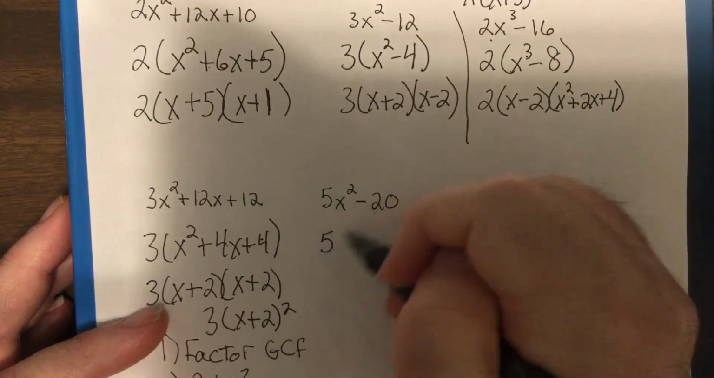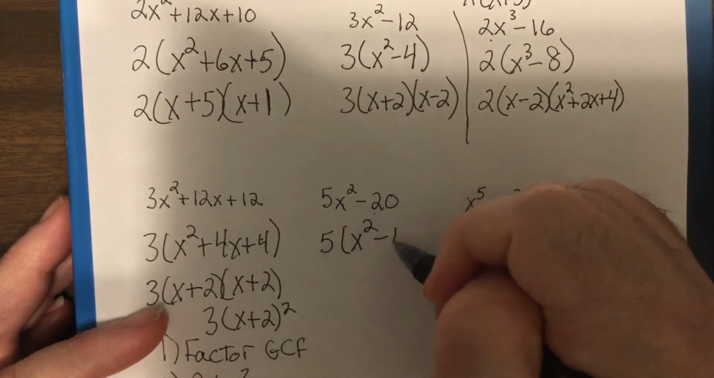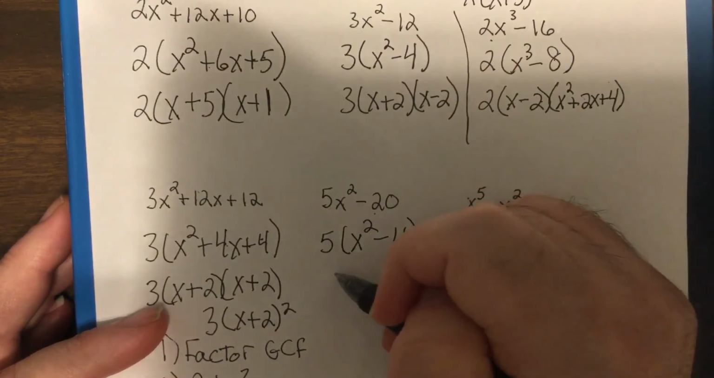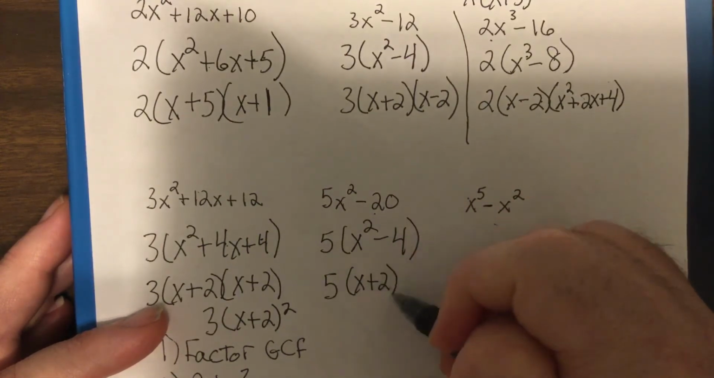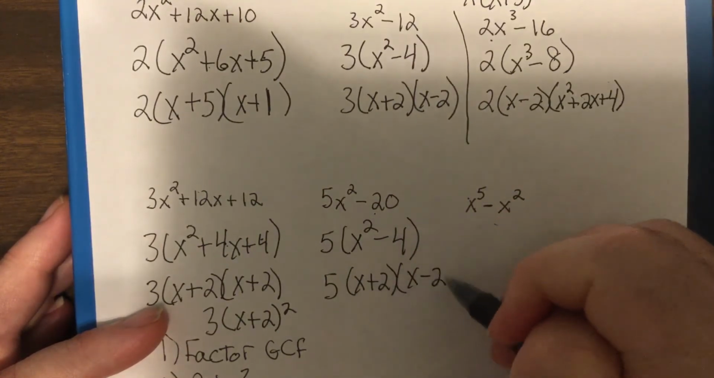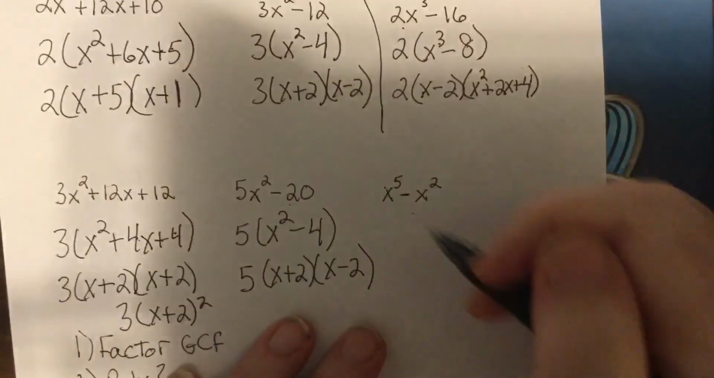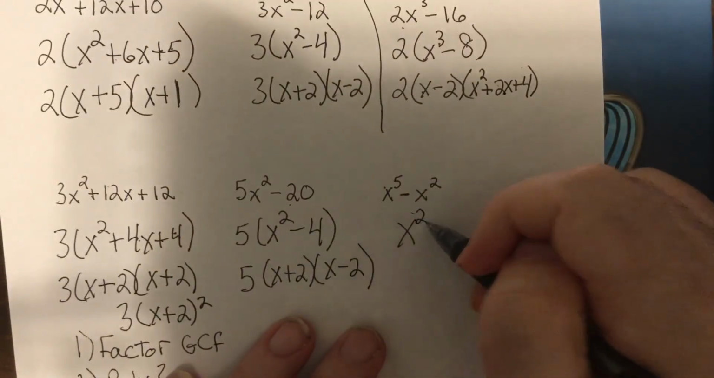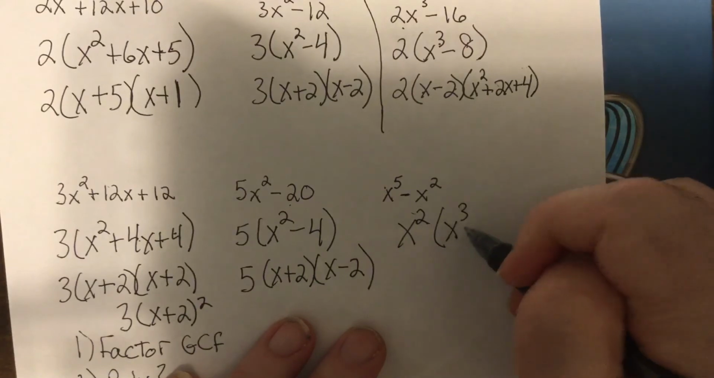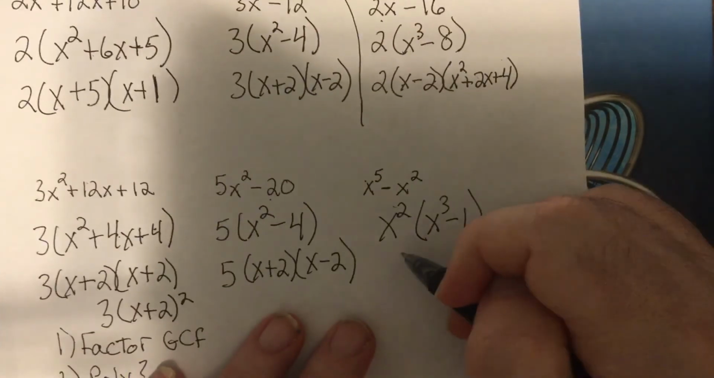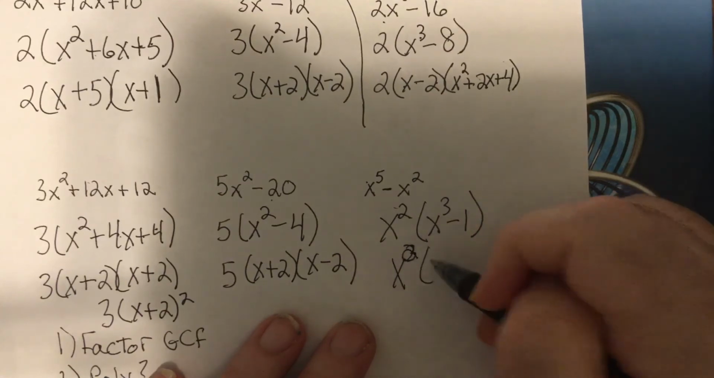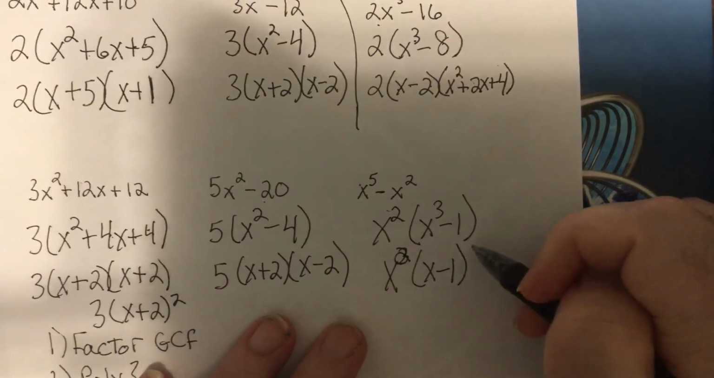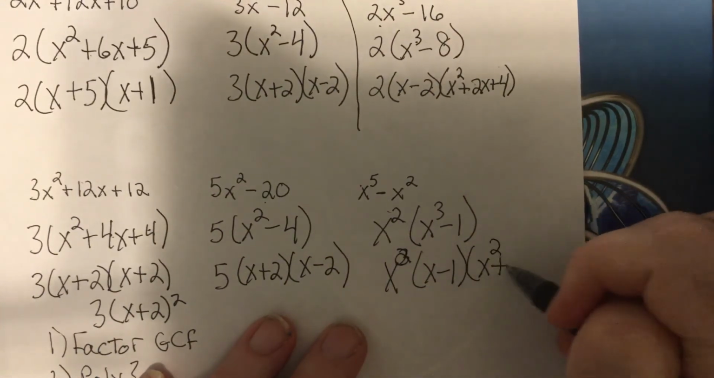This one, factor out the GCF. Oh, it's a difference of squares. So it's 5 times x plus 2, x minus 2. This one, factor out the GCF, x squared, so it's x cubed minus 1. A difference of cubes. Oops. So that'd be x minus 1, x squared plus x plus 1.